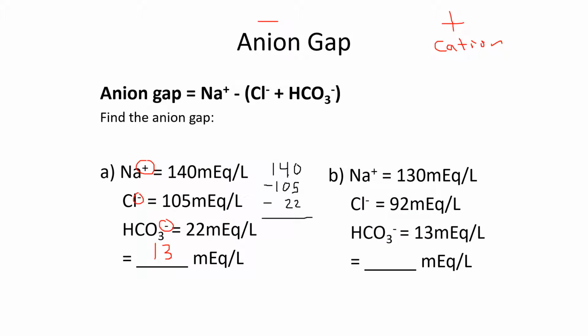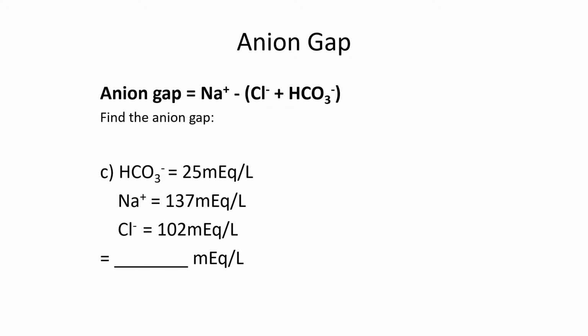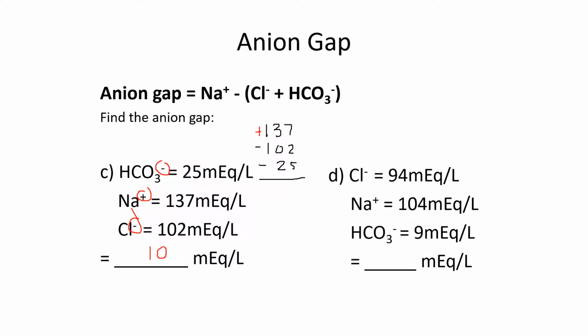So for B, here I put them in the same order, positive, negative, negative, so it makes it easy. But just be wary, 130 minus 92 minus 13, that they might give you these ions in a different order. So don't get complacent and just do subtract, right? Like for this example, I gave you an anion, a cation, then an anion. Just recognize, put the positive stuff here, and then subtract your negatives. Okay? Same thing with D. I put the cation here.